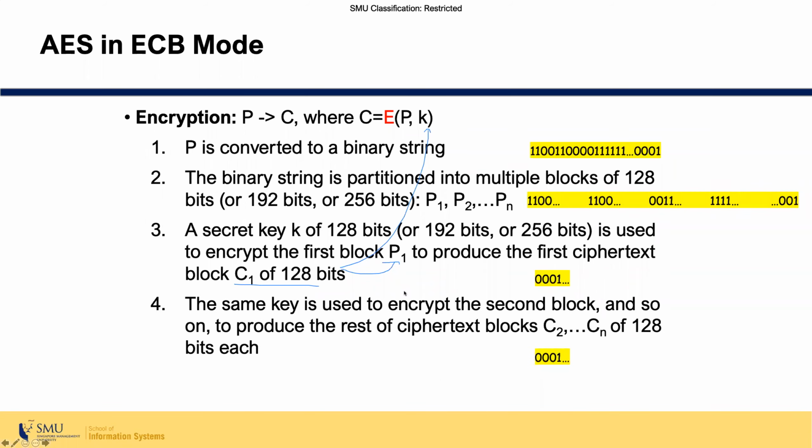Subsequently, the same key is used to encrypt the rest of the plaintext blocks to produce the rest of the ciphertext blocks C2, C3, C4, and so on. So that is the encryption process involved in ECB mode.